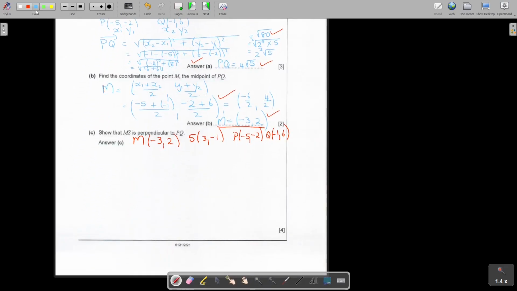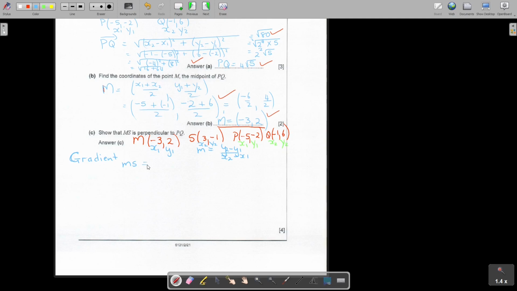So let's just start. I'm first going to get the gradient of MS. Now, as I said, don't forget the formula. Maybe I can just say the formula for gradient is y2 minus y1, always y on top, over x2 minus x1. Now, I'm just going to call it x1, y1, x2, y2. And then I do the same, call it x1, y1, x2, y2. Okay, and now I'm going to start filling in.